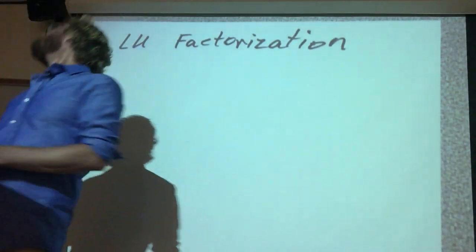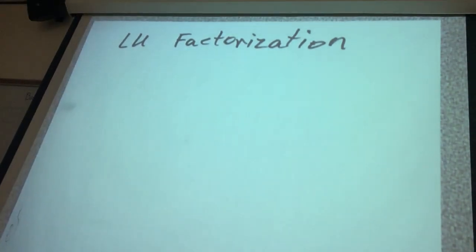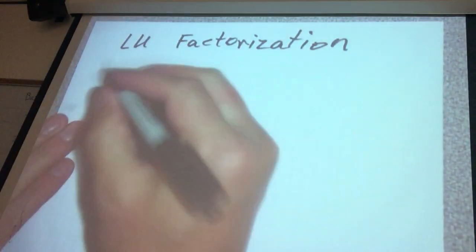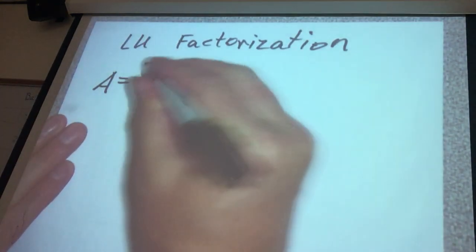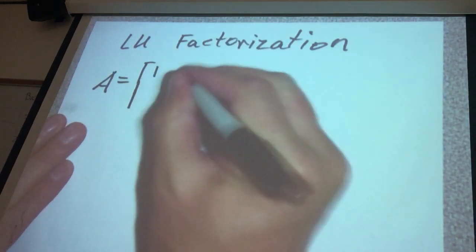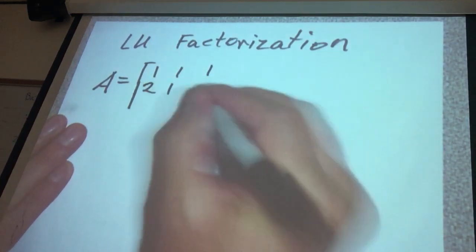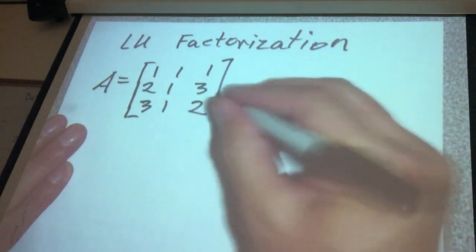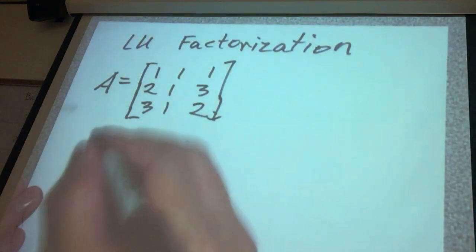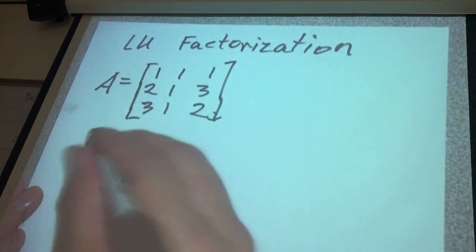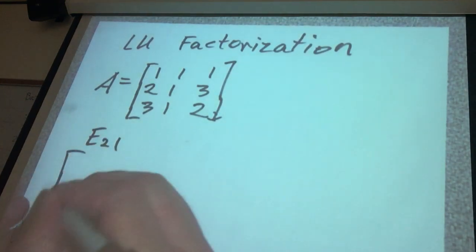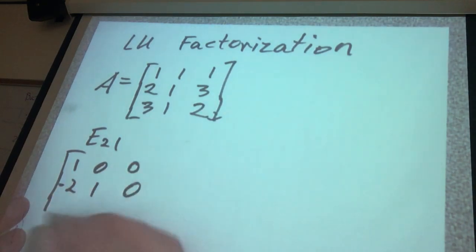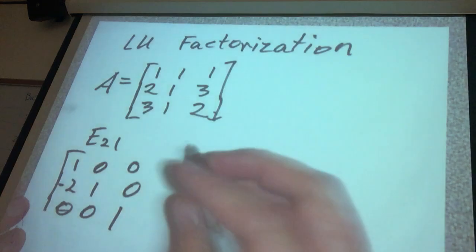Let's try this again. So, LU factorization. So, 1, 1, 1, 2, 1, 3, 3, 1, 2. Okay, so we want to eliminate that 2. So E21 is 1, 0, 0, negative 2, 1, 0, 0, 0, 1.